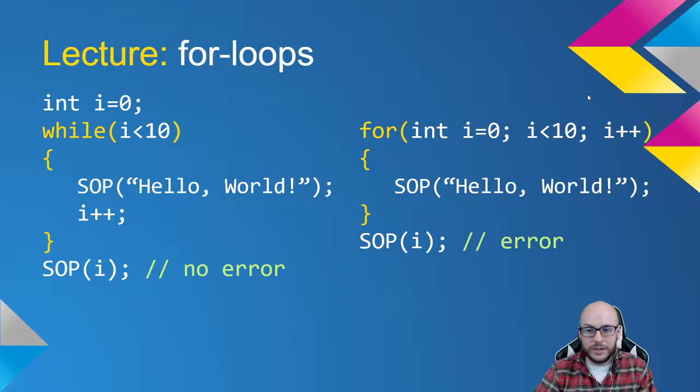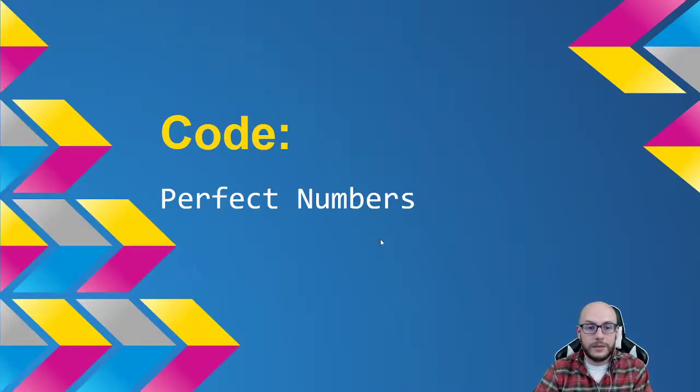So, advantages and disadvantages to be aware of. I promise you this will be a test question where I try to do this and you can't because it doesn't exist. Okay, with that in mind, let's code perfect numbers.